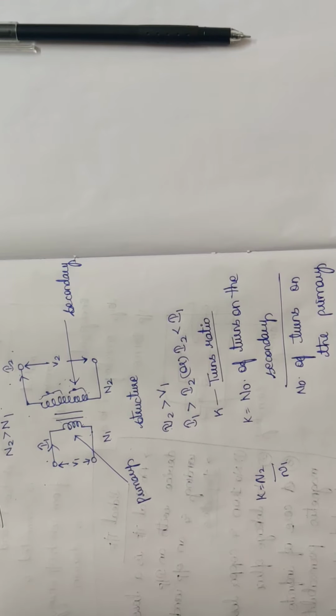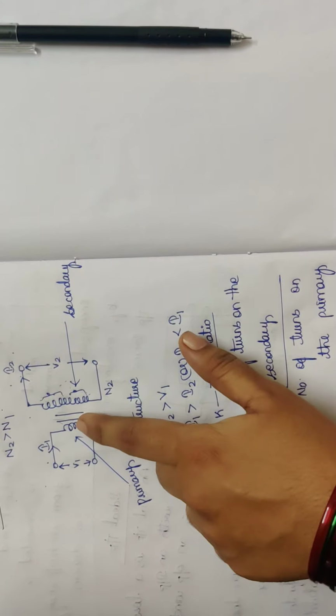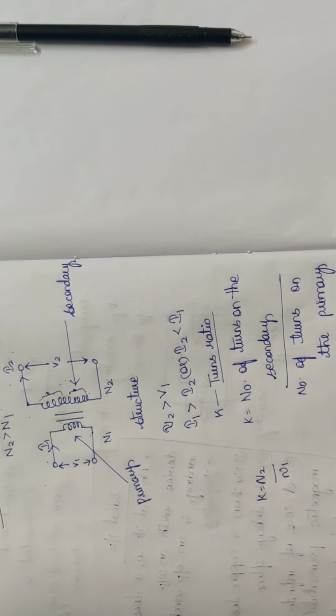The actual number of turns is not at all important, just the turns ratio is important. So depending upon the turns ratio only, we can say whether the voltage has been increased or decreased. Now this is a step-up transformer.